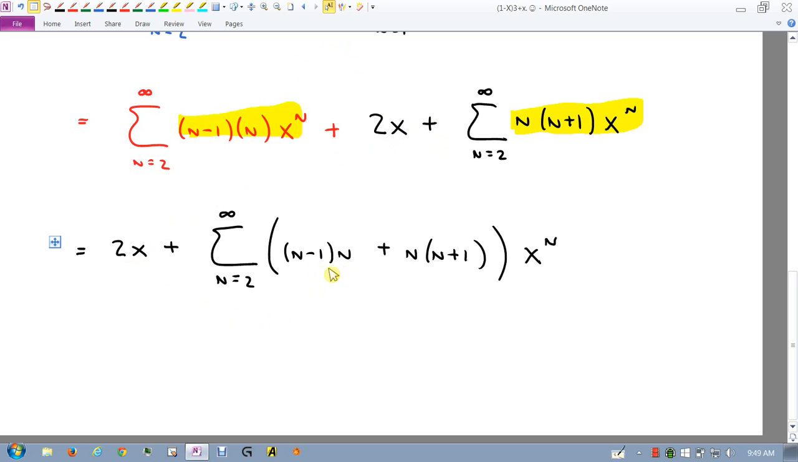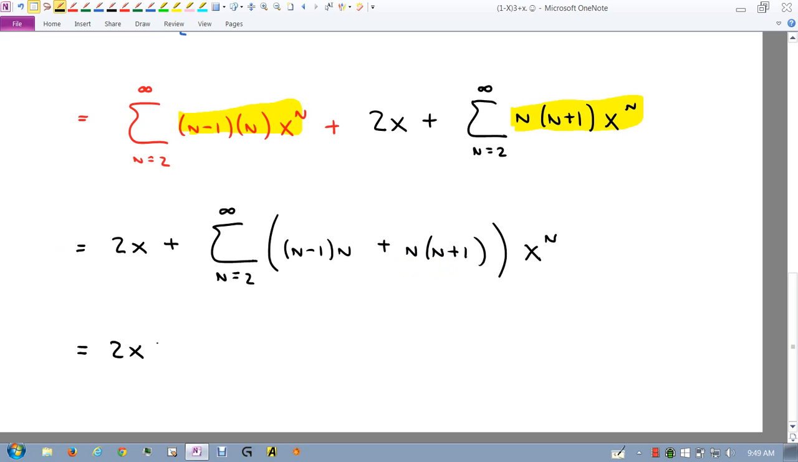And you could actually clean this up too, right? This is n squared minus n. This is n squared plus n. So that just gives you 2n squared. We good? Understand? It's a lot of work, right?